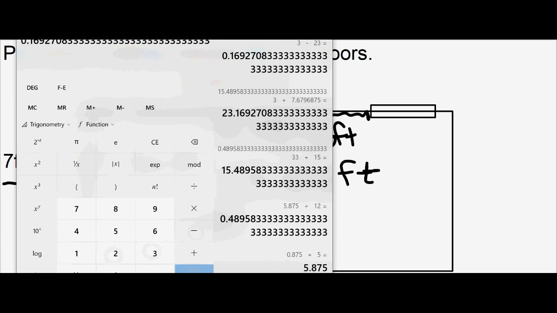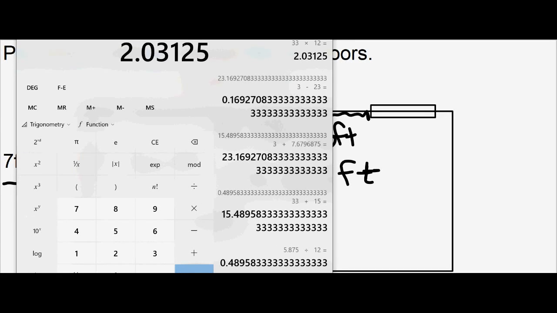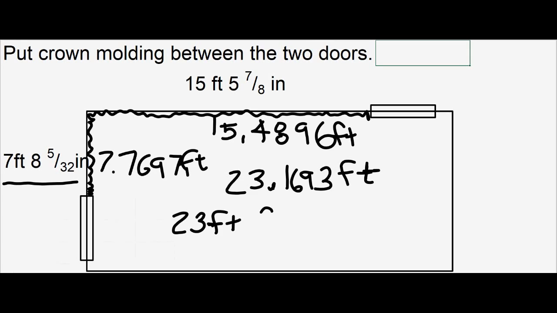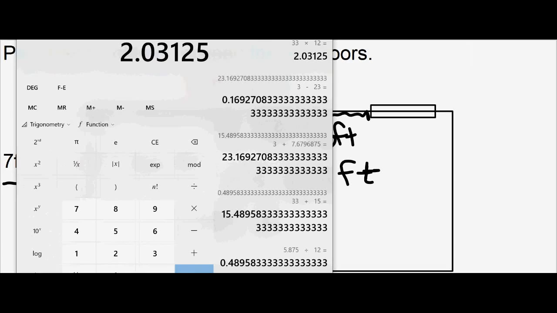And then that gives me 0.1692708 and a bunch of 3's feet. Now to change that to inches, I want to multiply by 12. For every foot, I have 12 inches, so I multiply the number of feet times 12, and I get 2.03125 inches. I am just going to write down the 2, though, because that's all I know right now.